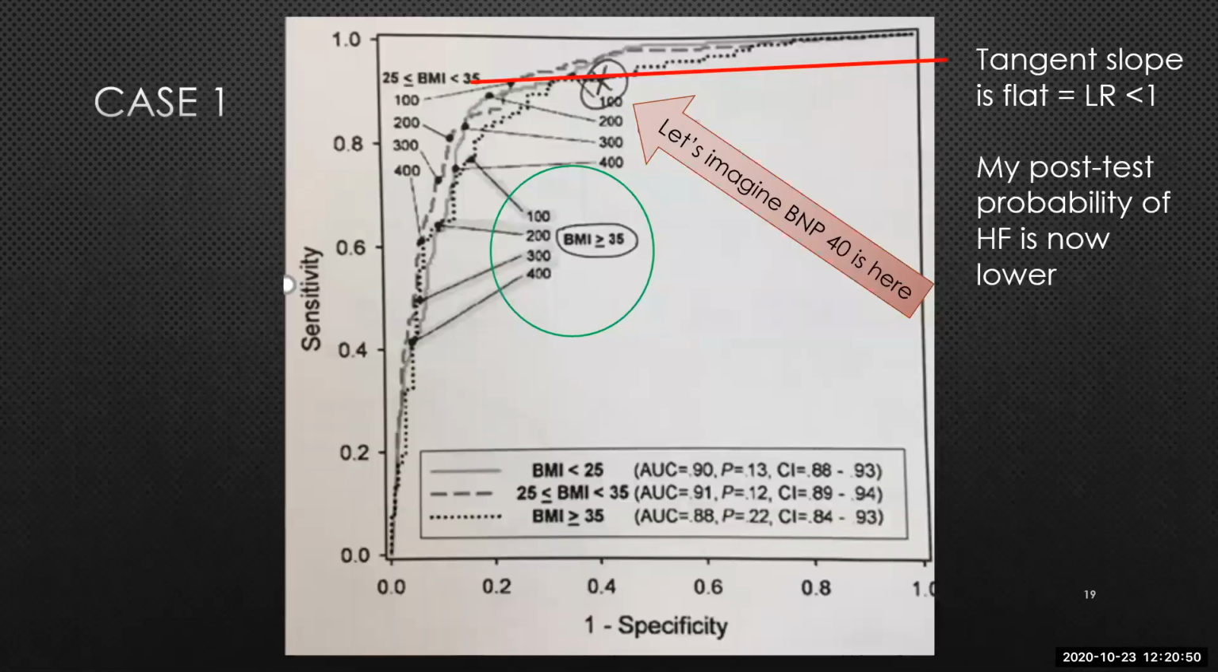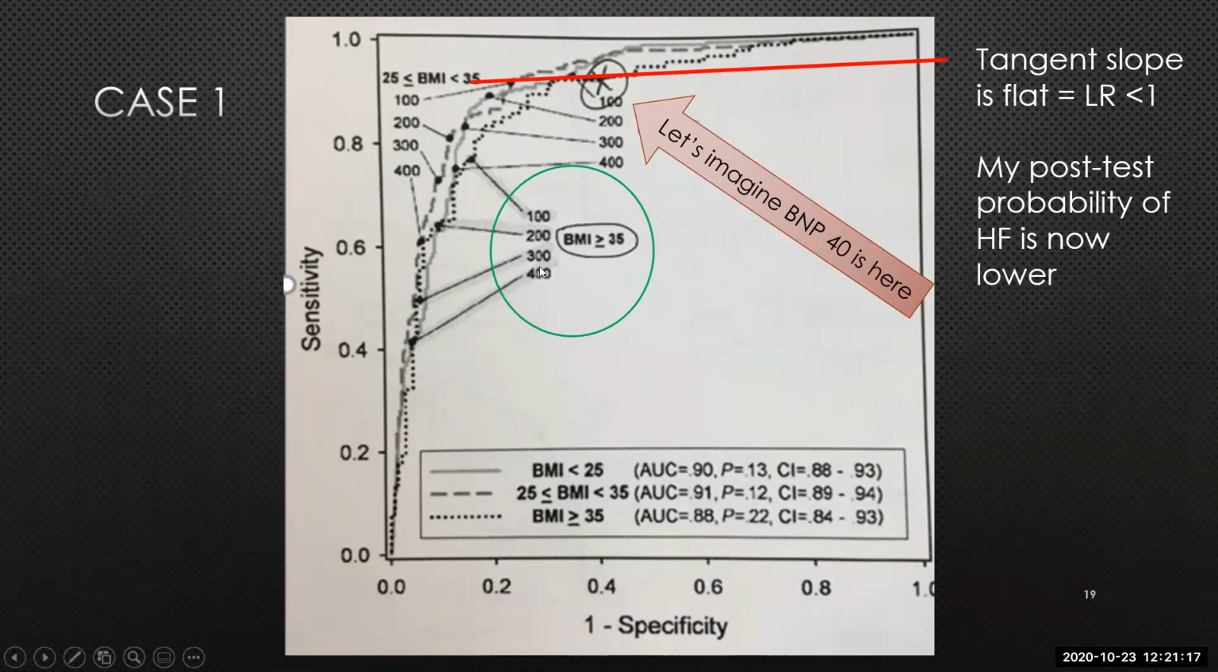So here's that ROC curve that I'm presenting to you. This data was determined off of a study of about 1,300 patients. And what they did was they took patients with a BMI less than 25, in between, and then BMI greater than 35. And so if you look, the graph of BMI greater than 35 is this dotted line, right? And they're presenting to you different cut points on that line.